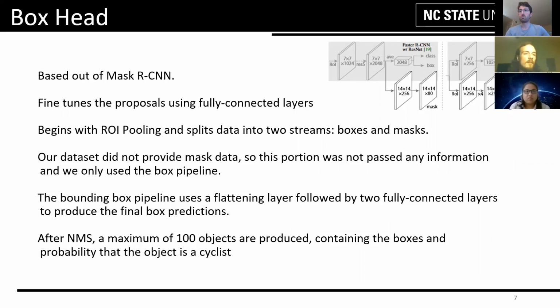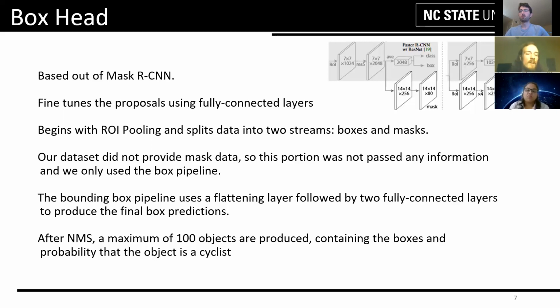These go into the final block, the box head. This is based on Mask R-CNN. It fine-tunes the proposals using fully connected layers. It generally splits the data between masks, class, and boxes. However, our data set did not provide mask data, so all we were worried about was the pipeline that led to the boxes and the classes.